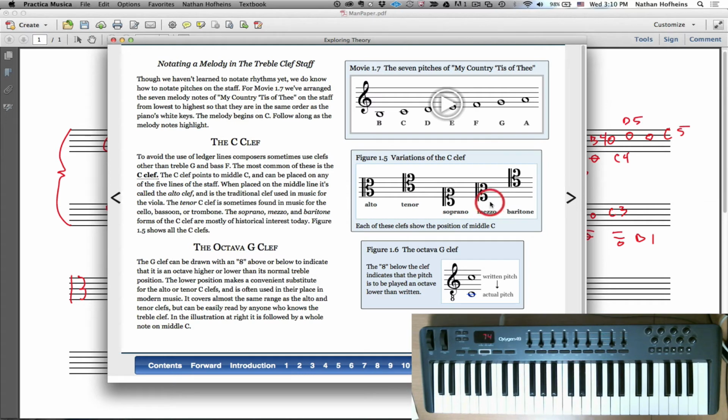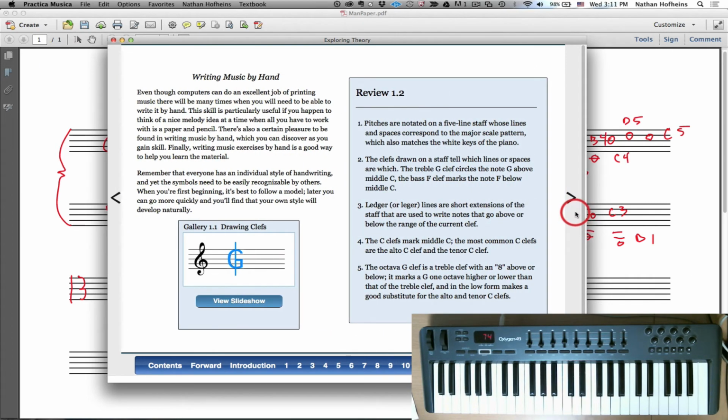Okay, so and then there's this octava clef that transposes it down an octave, and we're not going to worry about that too much. Okay, writing by hand. I taught you about that.